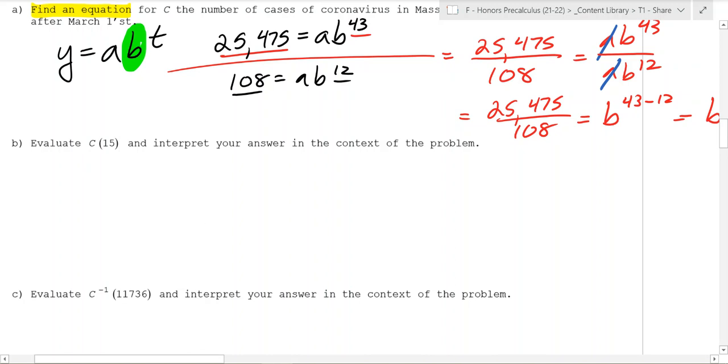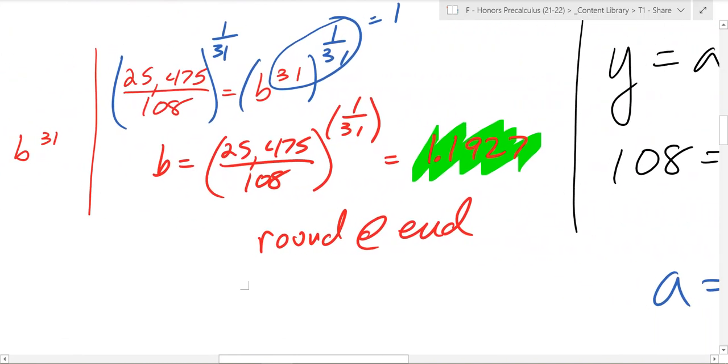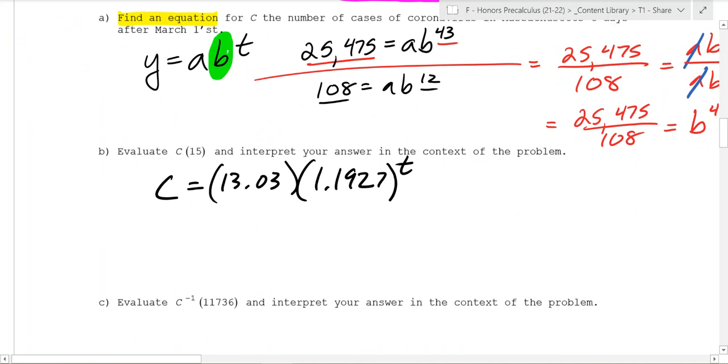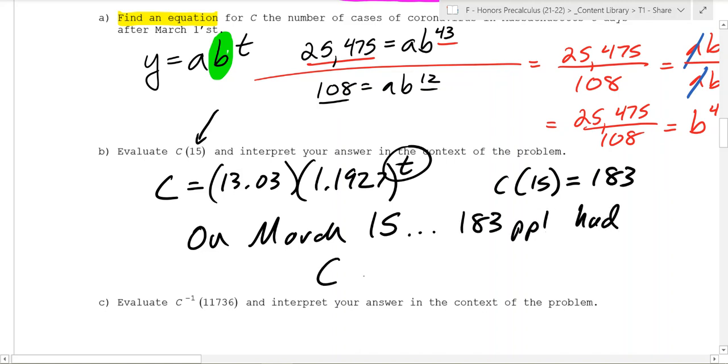So if we write this in the form we wanted, which was c and t, we would have c is equal to, once again, 13.03 times 1.1927 to the t. What does it mean when you plug in 15? Well, 15 is a t-value, so on March 15th, when you plug in C of 15, you end up with about 183. On March 15th, 183 people had COVID-19 in Massachusetts.